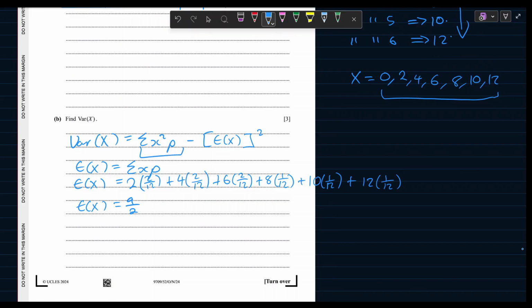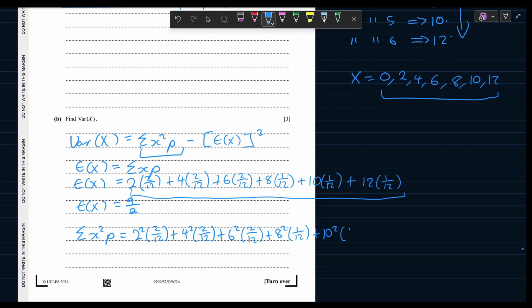Now we need to find the summation of x squared p. So it's essentially this expression, except now every x value is squared. So it's going to be 2 squared times 2 over 12 plus 4 squared times 2 over 12 plus 6 squared times 2 over 12 plus 8 squared times 1 over 12 plus 10 squared times 1 over 12 plus 12 squared times 1 over 12.